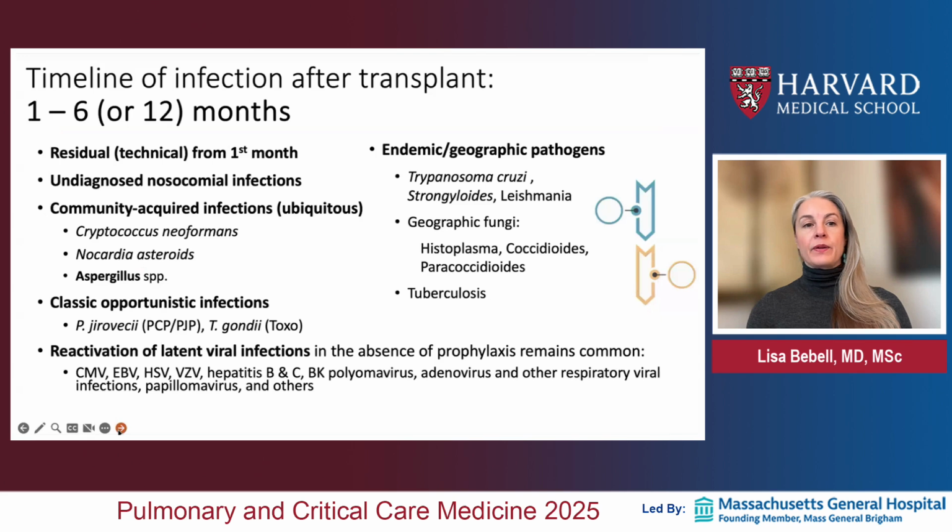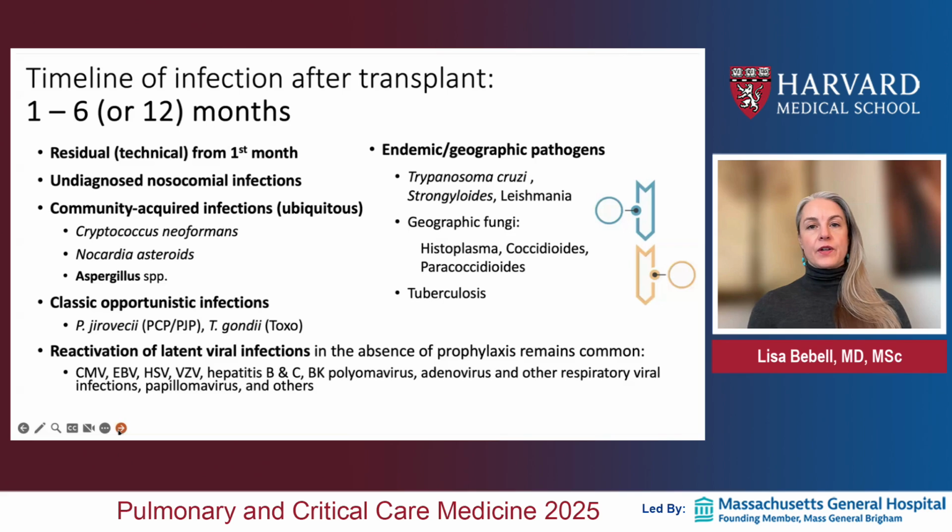After that timeline, up to about 6 or 12 months after transplant, there are still some residual technical complications that can persist since the first month. Some undiagnosed nosocomial infections will start to present during this timeline, but community-acquired infections become much more common, and these are some of the ubiquitous ones that I listed here. Cryptococcus, Nocardia, and Aspergillus become very common during this time. Some of the classic opportunistic infections start to appear, including PCP or PJP, Pneumocystis jirovecii pneumonia, and toxoplasma starts to come up at this time as well.